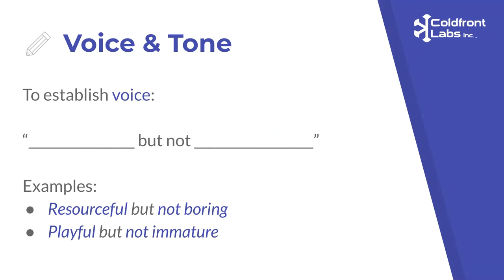So to establish your voice, a really simple and easy trick, if your organization doesn't already have this in their marketing objectives, is to make "blank but not blank" statements. Okay? So you might say that we're resourceful but not boring. We're playful but not immature. And that'll help people qualify the voice that they should be using as they're writing.